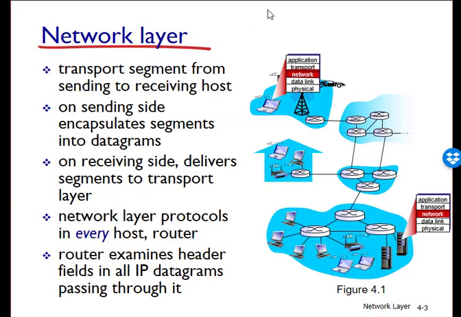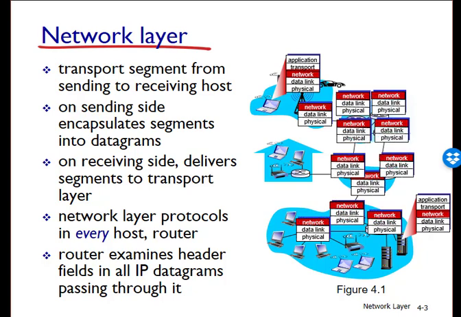Figure 4.1 shows a simple network with 2 hosts, H1 and H2, and several routers on the path between H1 and H2. Suppose that H1 is sending information to H2, and consider the role of the network layer in these hosts and in the intervening routers. The network layer in H1 takes segments from the transport layer in H1, encapsulates each segment into a datagram, which is the term we're using for the network layer packet, and then sends the datagram to its nearby router R1.